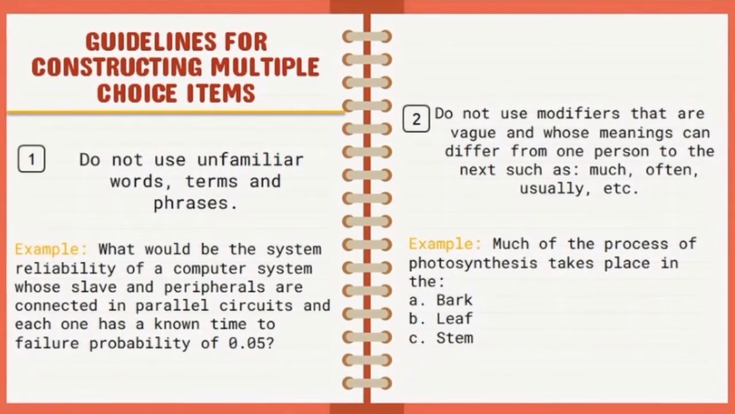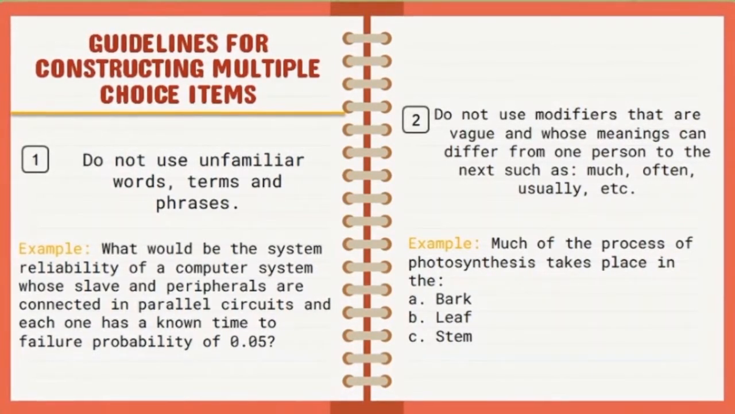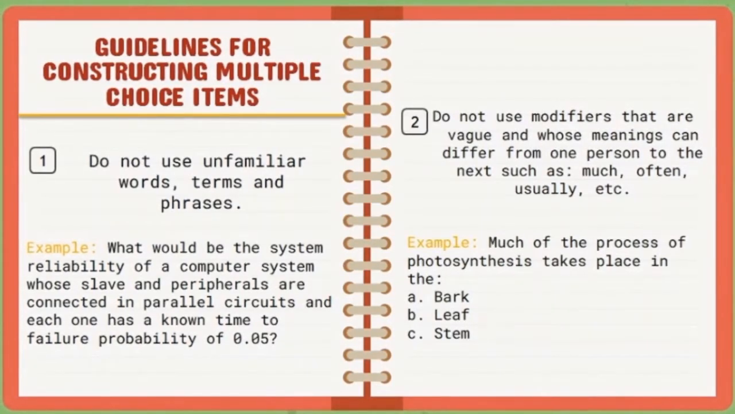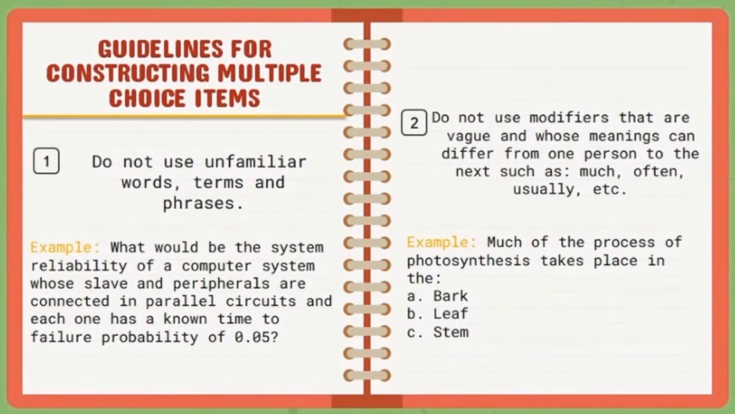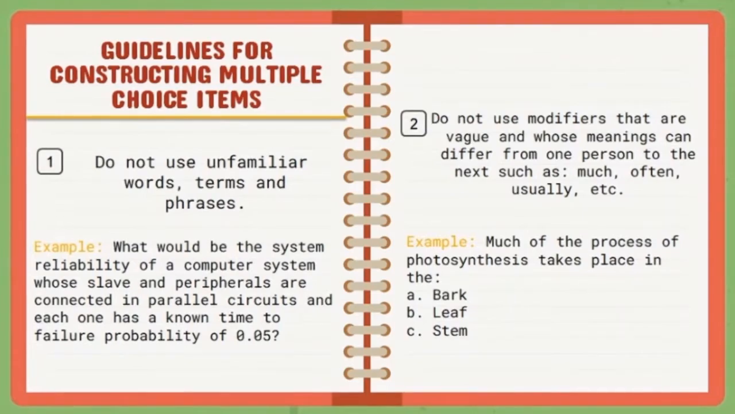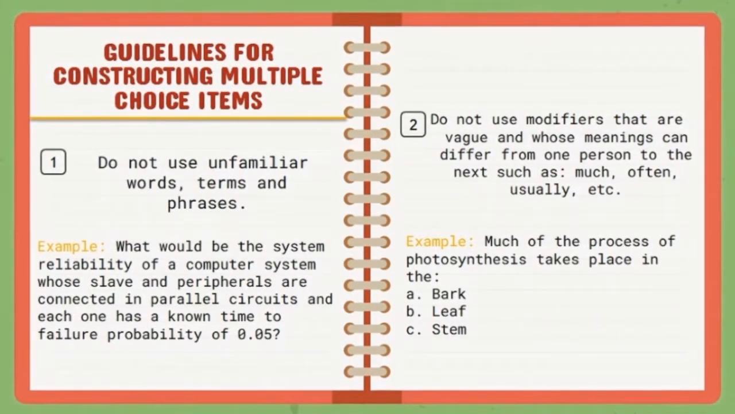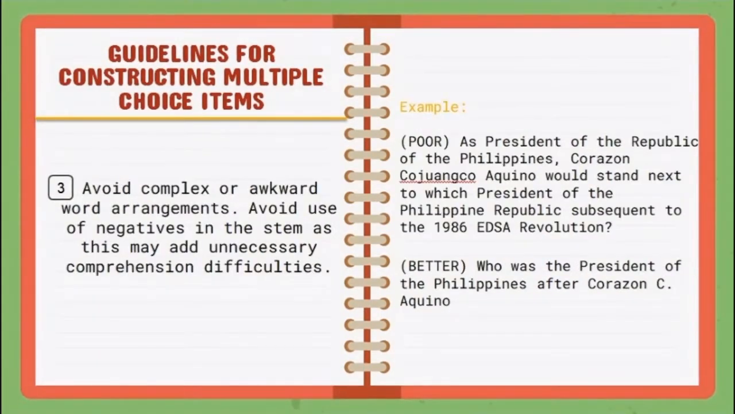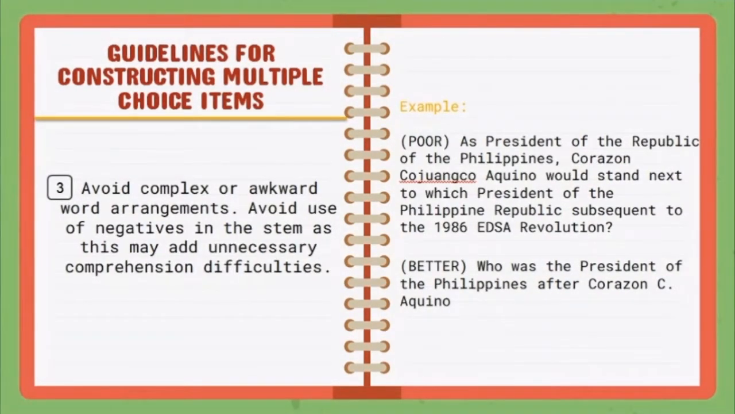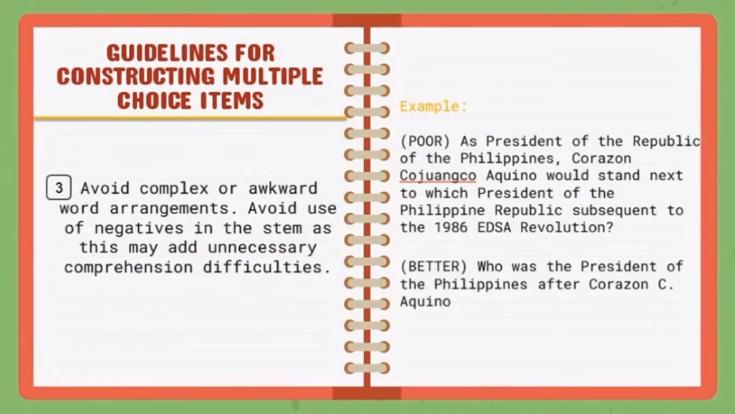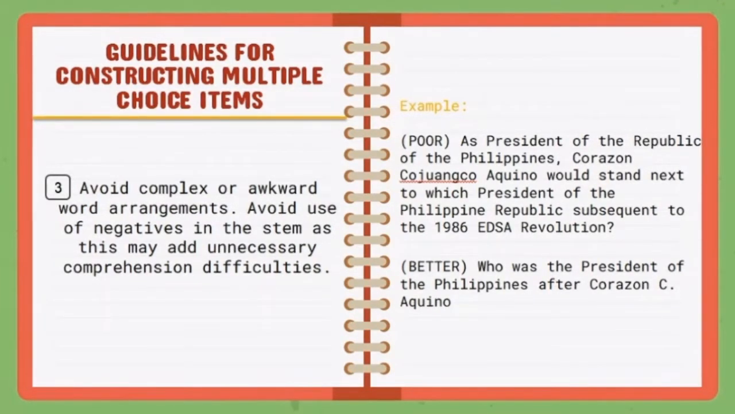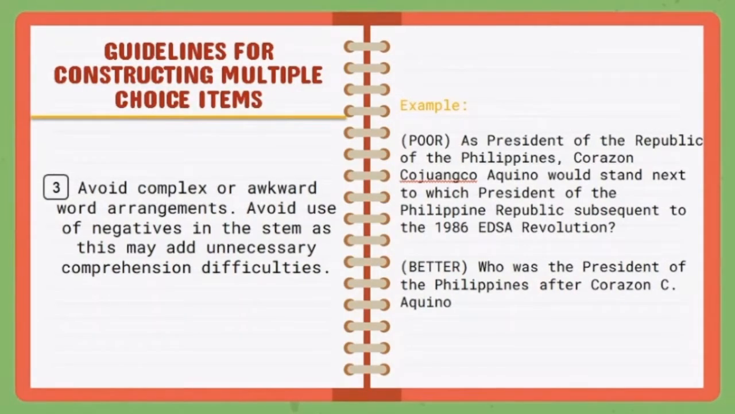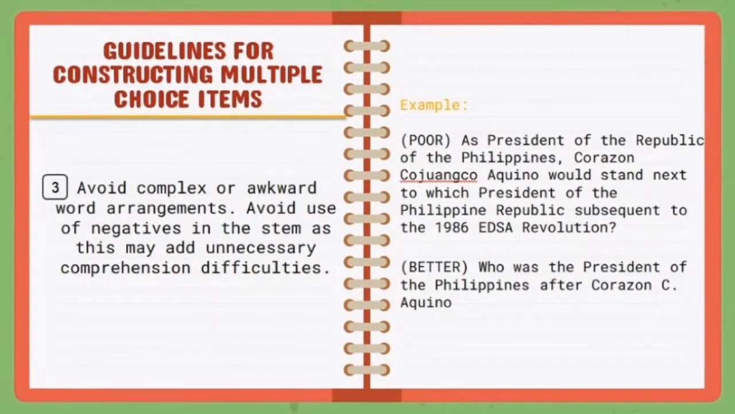In this example, the qualifier "much" is vague and could have been replaced by more specific qualifiers like "90% of the photosynthesis process" or some similar phrase that would be more precise. Be quantitative. Number 3. Avoid complex or awkward word arrangements. Avoid use of negatives in the stem as this may add unnecessary comprehension difficulties.